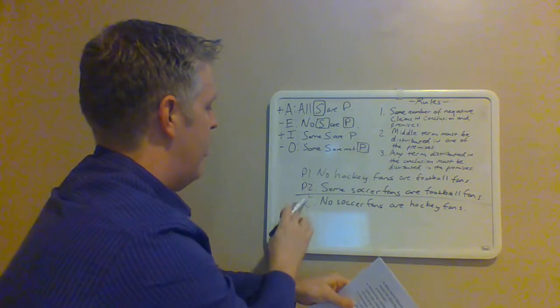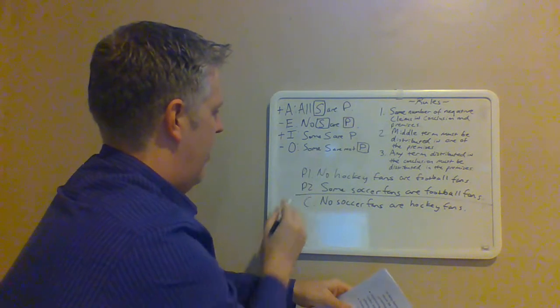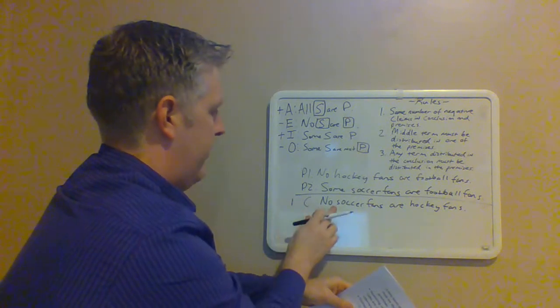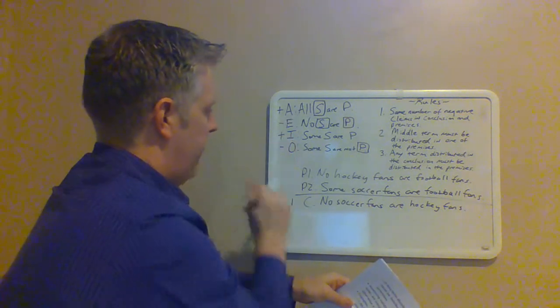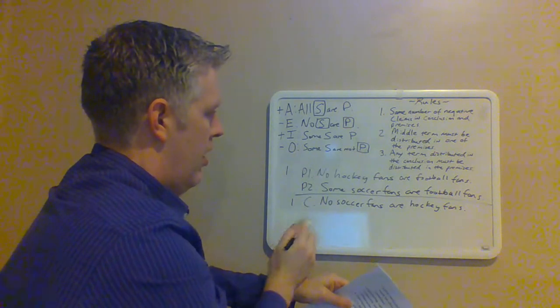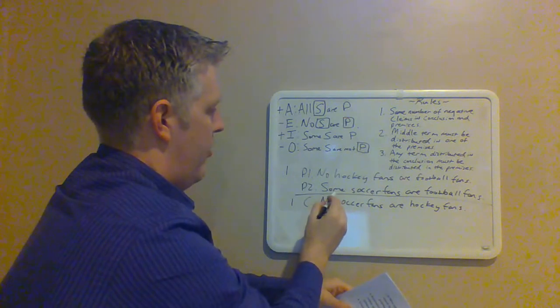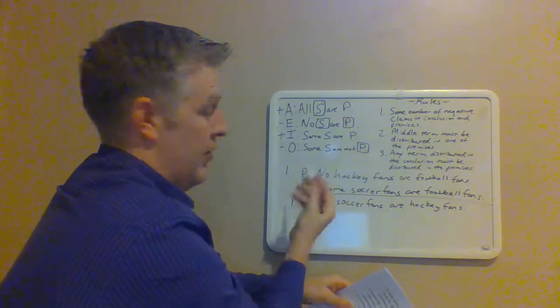So we better have the same number, right? Rule one, same number of negative claims in the conclusion as we have in the premises. Well, this is a negative claim, right? It's an E claim, which is negative. Okay. We have one in the first premise, that's also an E claim. Now this is an I claim, which is affirmative, right? So it's not a negative claim.